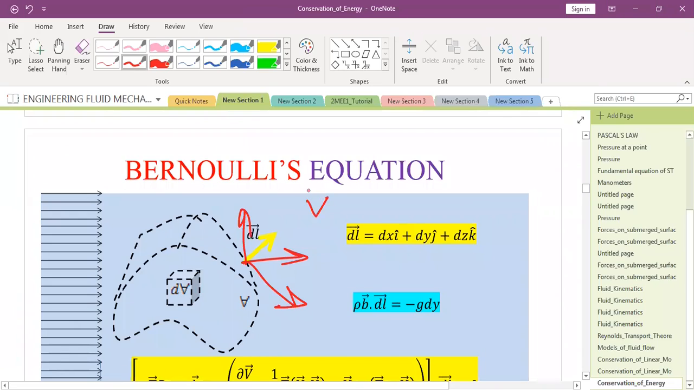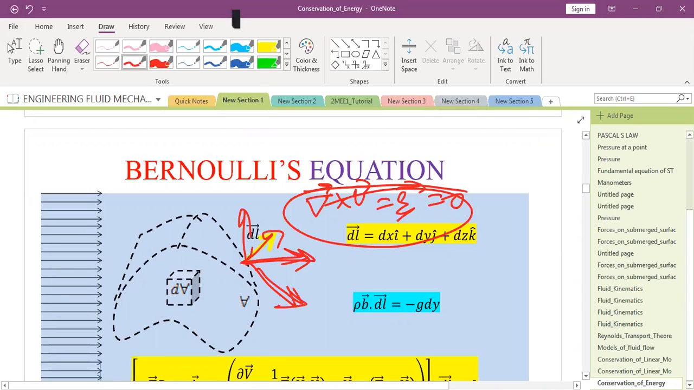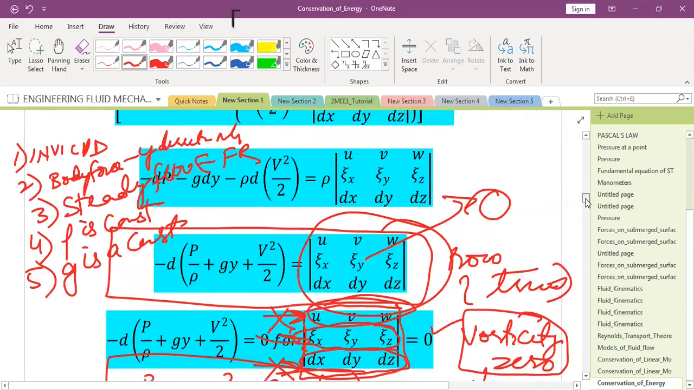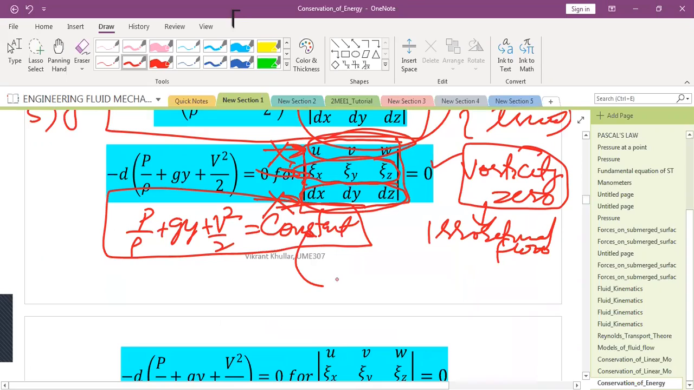If vorticity is 0, that is if this is 0, this is independent of which direction dl is pointing. Is that clear? So please remember, what does that mean? So this is a global constant.